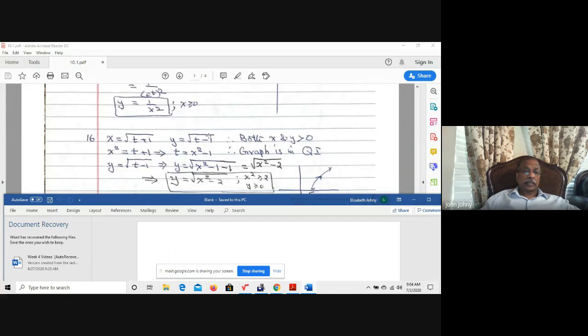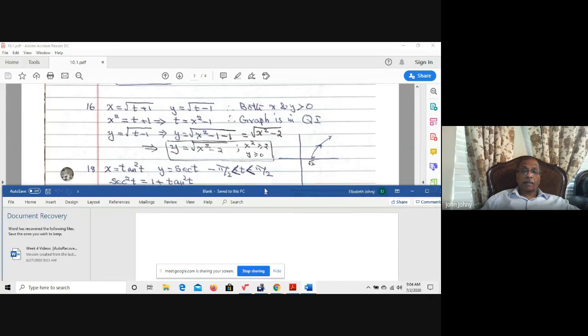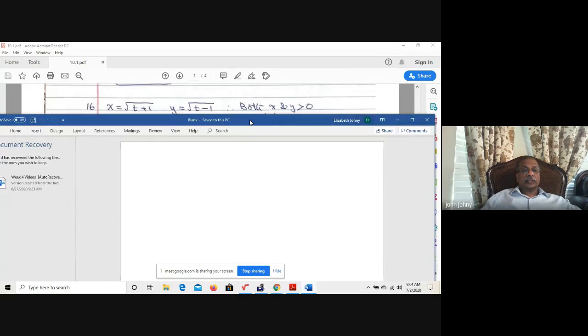Okay, then number 16. x is equal to square root of t plus 1, y is equal to square root of t minus 1. They are under radical sign, so both x and y are positive.